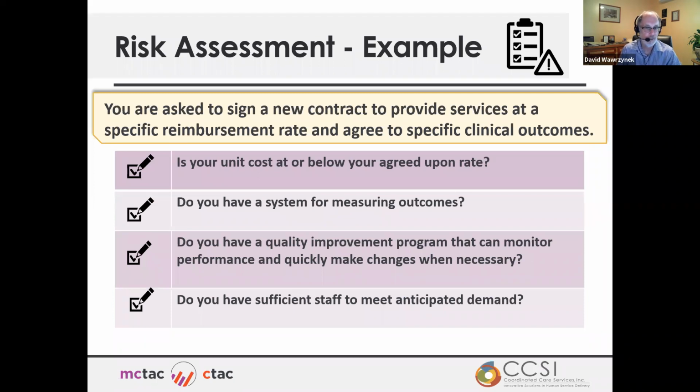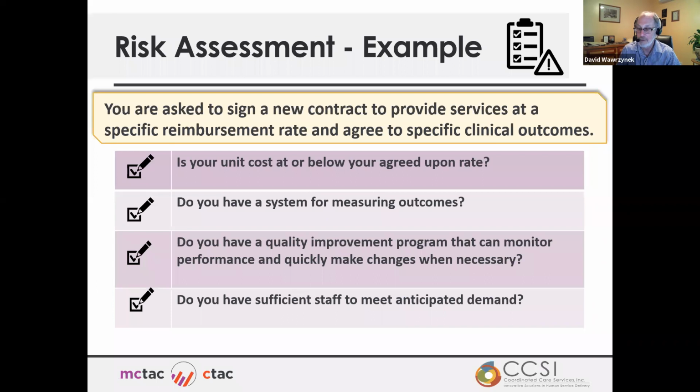So what's the question here? What are your questions? So we've agreed to a specific reimbursement rate. Is our unit cost at or below the agreed upon rate? If it's below, you're going to make a margin. If it's at, you're going to break even, and if it's above, you're going to lose money at it. Do you know what your unit cost is? Do you know what you're agreeing to?